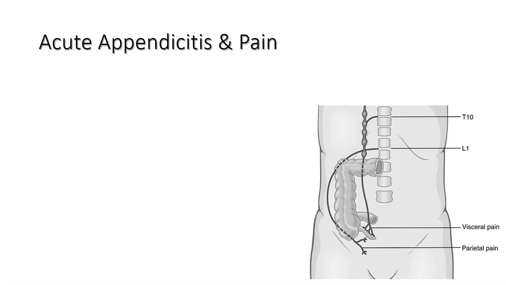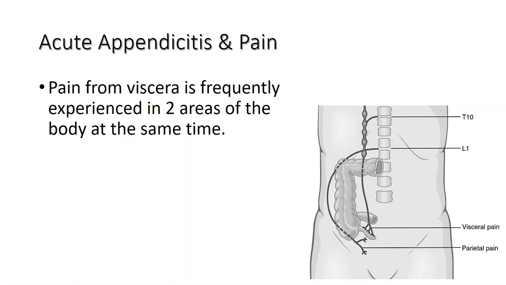Pain from the viscera is frequently experienced in two surface areas of the body at the same time. This is because of the dual transmission of pain through the referred visceral pathway and the direct parietal pathway. The dual transmission from an inflamed appendix is shown in the diagram. Pain impulses pass first from the appendix through visceral pain fibers located within sympathetic nerve bundles and then into the spinal cord at about the level of T10 or T11. This pain is referred to an area around the umbilicus and is of aching, cramping type.